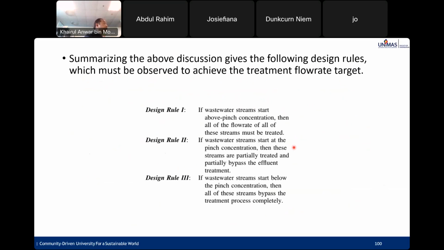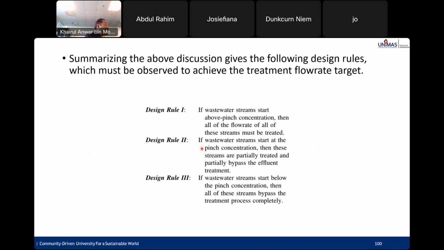Summarizing the above discussion, we give the following design rule, which must be observed to achieve the treatment flow rate target. Design rule 1: if wastewater streams start above the pinch concentration, then all of the flow rate of these streams must be treated. So any stream above the pinch concentration, all must be treated.